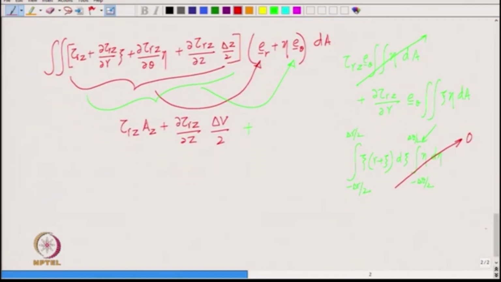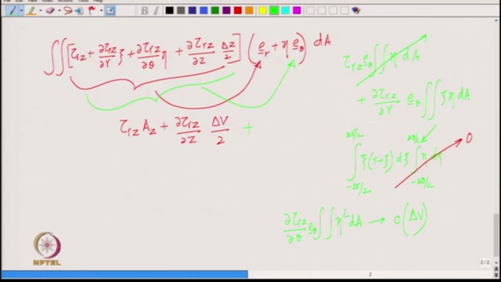What other terms are here? So, you also have, for example, the double integral, and outside you have del tau RZ by del theta into E theta and integral eta square dA. And when you work this out, you will simply get this to be of the order of small o of the volume. So, it is of smaller order than volume, it goes to 0 faster than the volume of the cylindrical element itself. Okay.